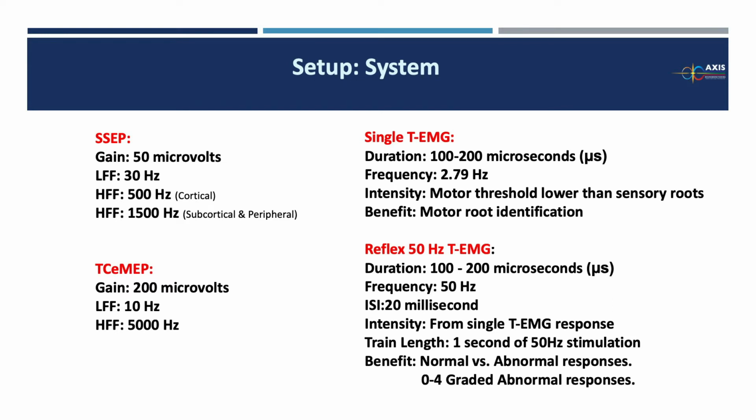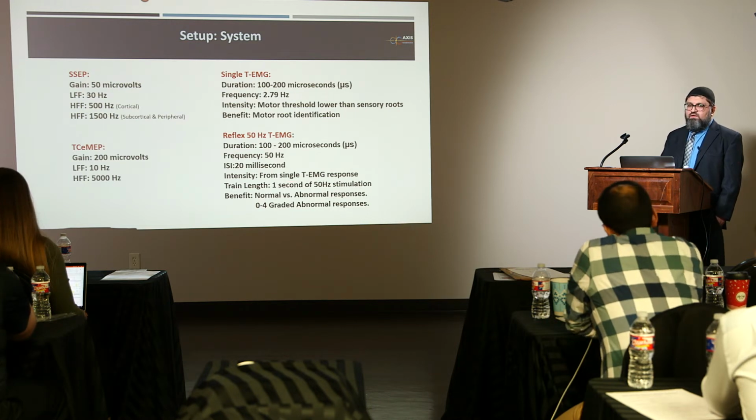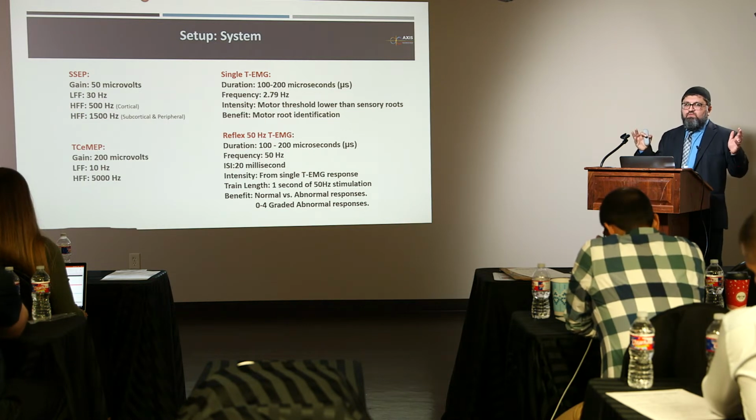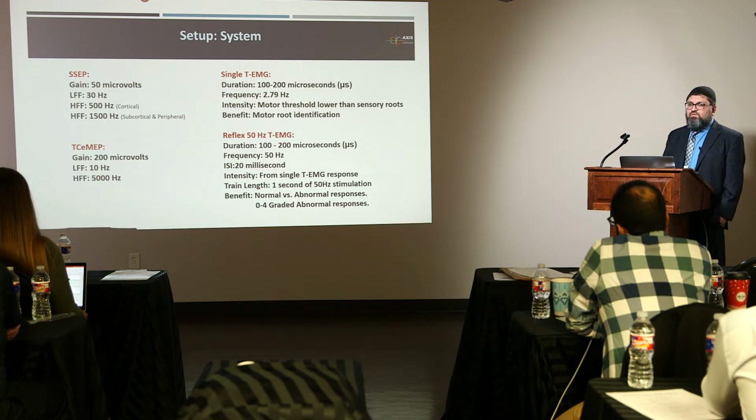The 50 hertz train has a 100 to 200 microsecond pulse width and a frequency of 50 hertz. The 50 hertz means an ISI of 20 milliseconds. The train length has to be 1 second, so it's 50 hertz for 1 second, and your window has to be 1 second, so you see 50 stimulations. What we do is differentiate normal versus abnormal responses, and the abnormal responses are graded from 0 to 4.